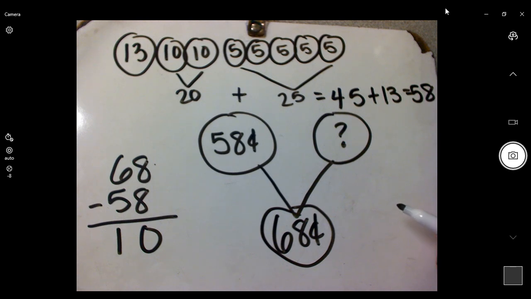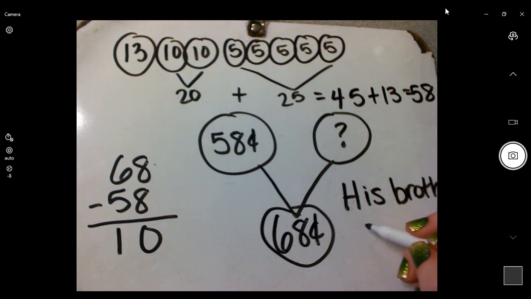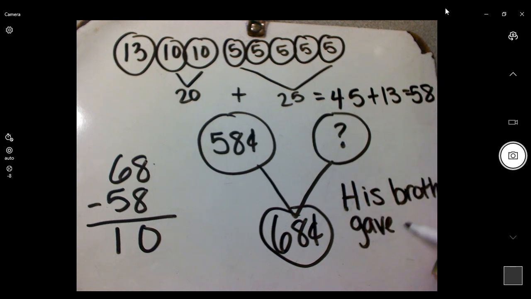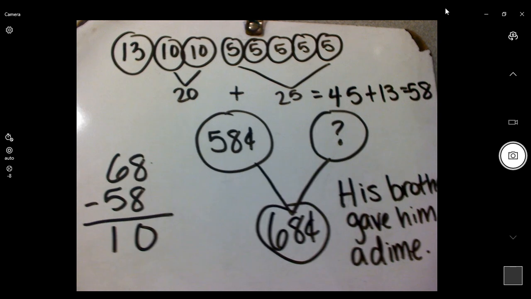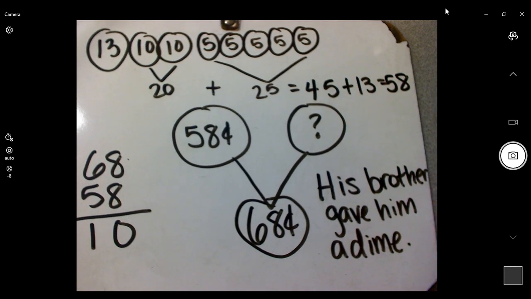his question was, what coin did his brother give him? His brother gave him a dime. His brother gave him a dime. Remember, it said one coin. Two-step word problem. That was the first one.